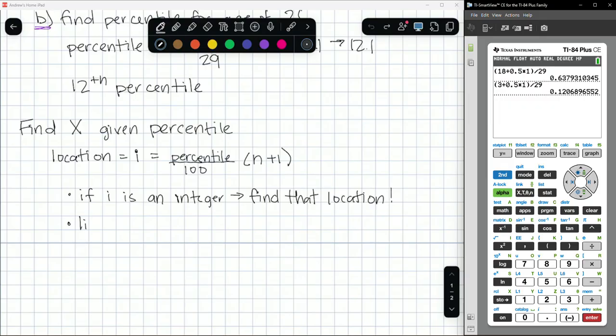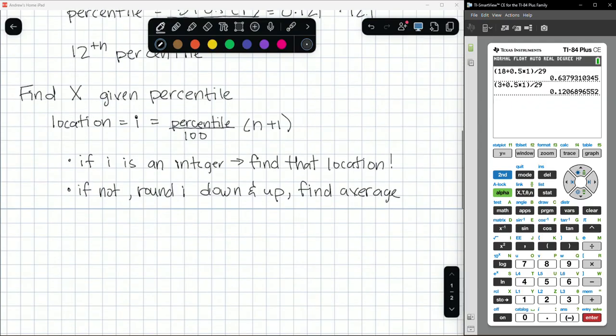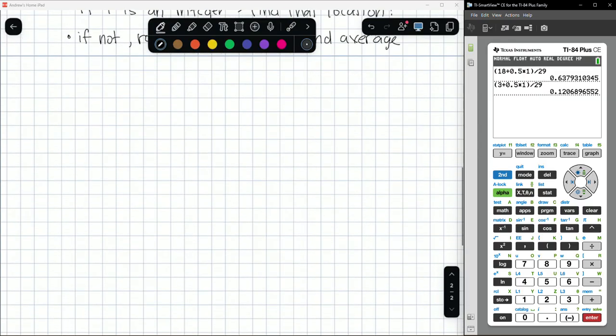If not, you're going to round I down and up. And then you're going to find the average of those values. Again, that's a little weird. So we're going to go back to that example we just did. We're going to do 2 more examples to find x given a percentile.